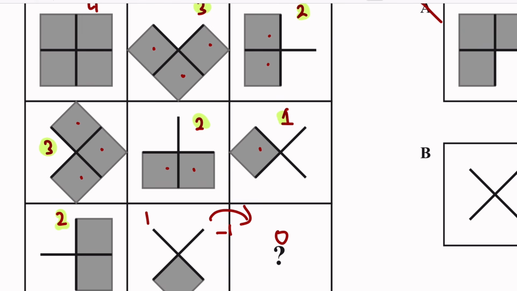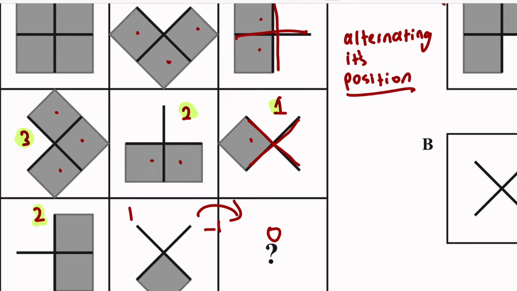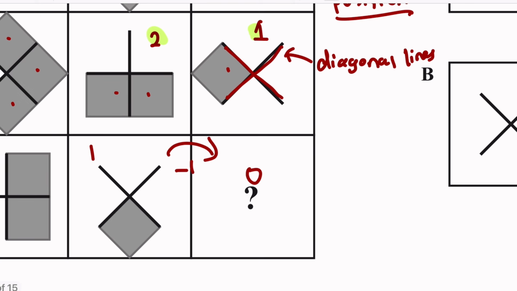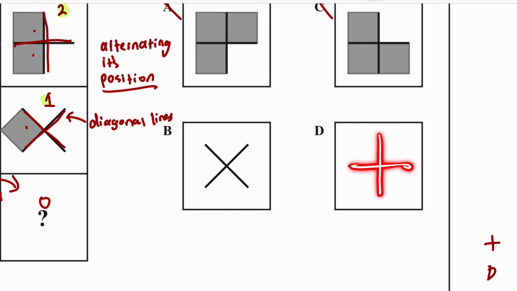So we can see it's basically alternating its position. It starts off like this, normal cross. Then it becomes that diagonal line cross. Then what do you think is going to happen here? It should become a vertical cross, so it should have a vertical orientation. It's like this. So D is our answer.